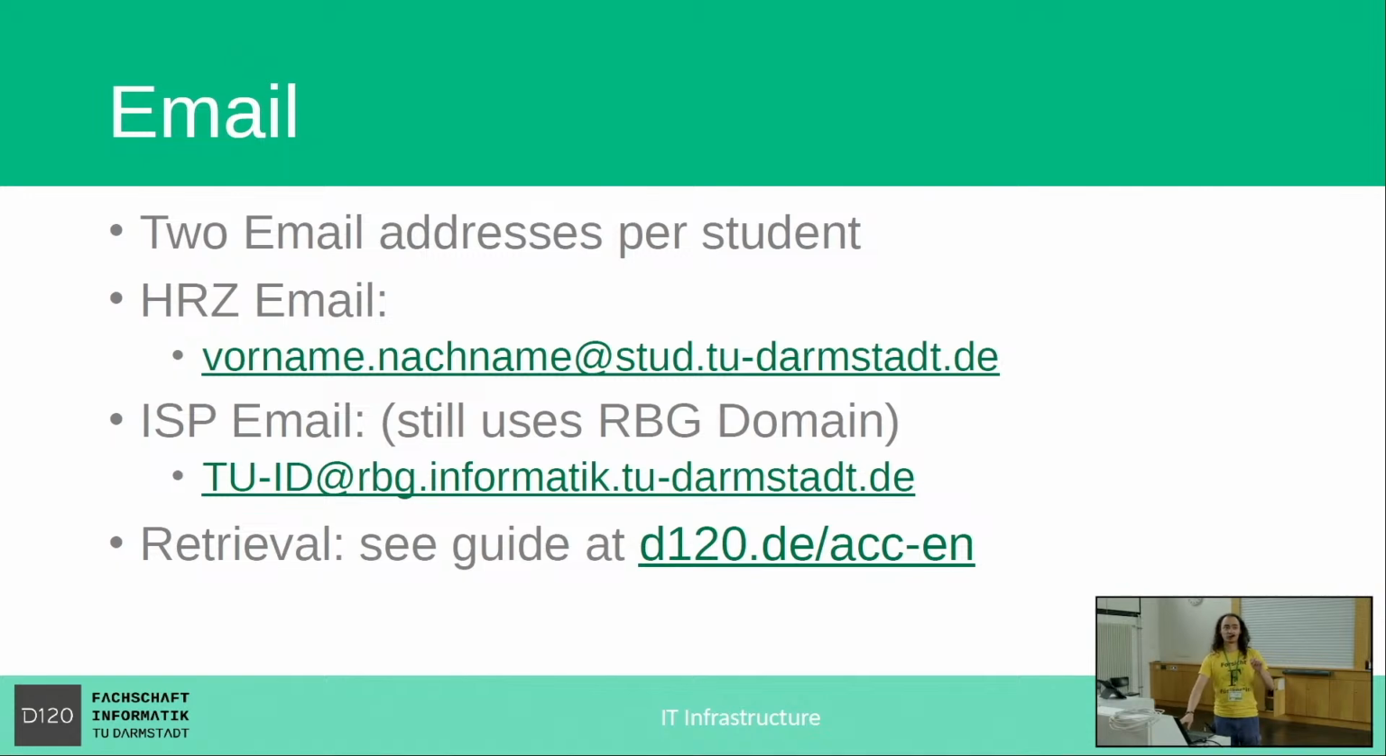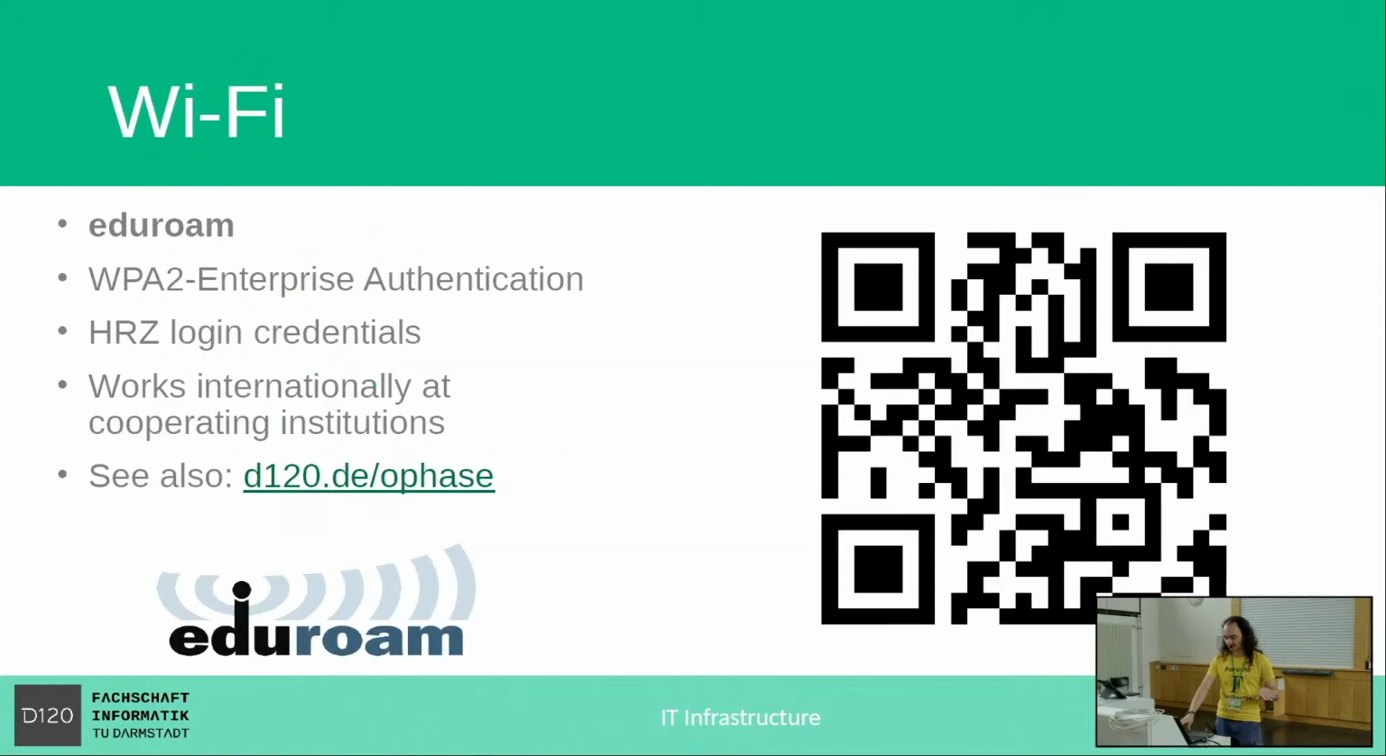Also, how to access that email, we have this in the account guide. Basically, there is a webmail option, which is called Roundcube, and there is an IMAP option, so you can have it local on your mobile device or laptop. There is no option of forwarding the emails to a private account anymore. That was possible in the past, but that's not a thing anymore.